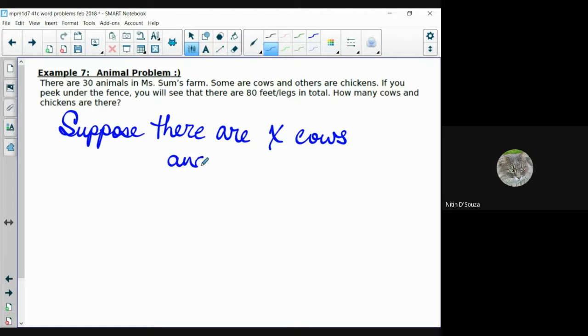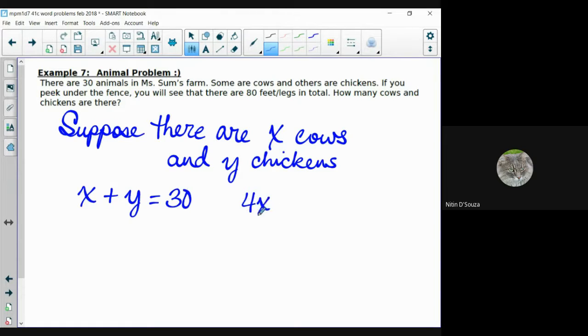So suppose there are x cows and y chickens. There are 30 animals in the farm. So if you take the cows and you add the chickens, you're going to get 30. Now, most cows have 4 legs. So 4 times x. Most chickens have 2 legs. So 2 times y equals 80.